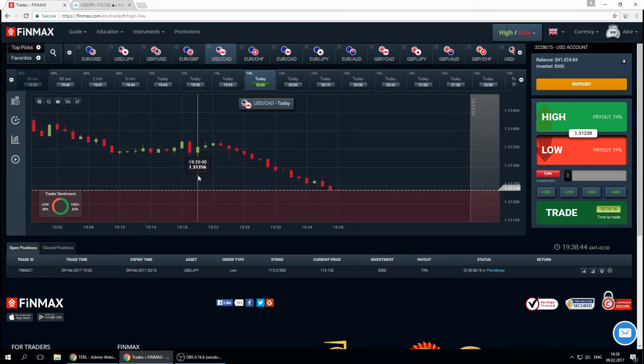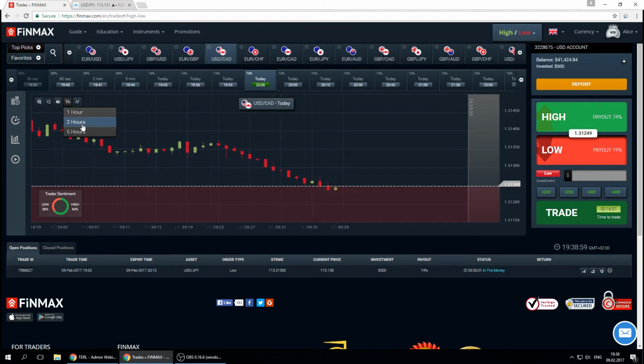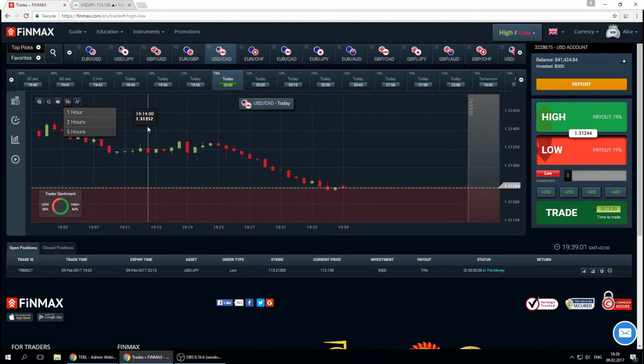If you are used to working on the longer time frames, it may be more convenient for you to trade if you zoom out. Also here you can see the different time frames: 1 hour, 2 hours, 5 hours, depending of course on your strategy.